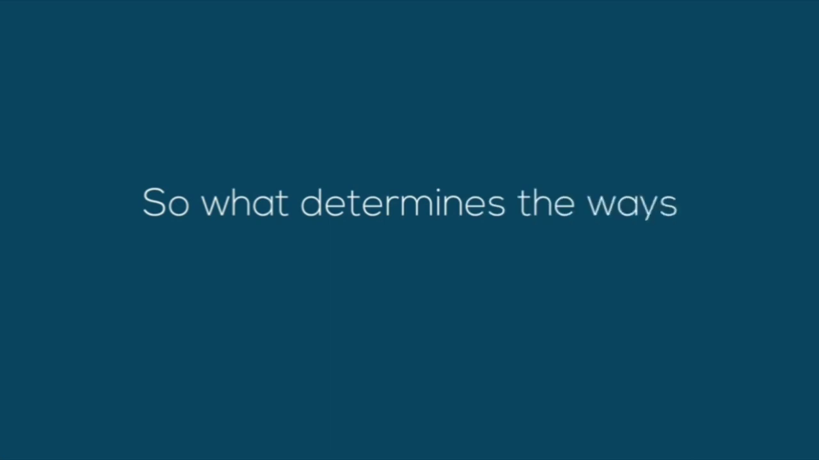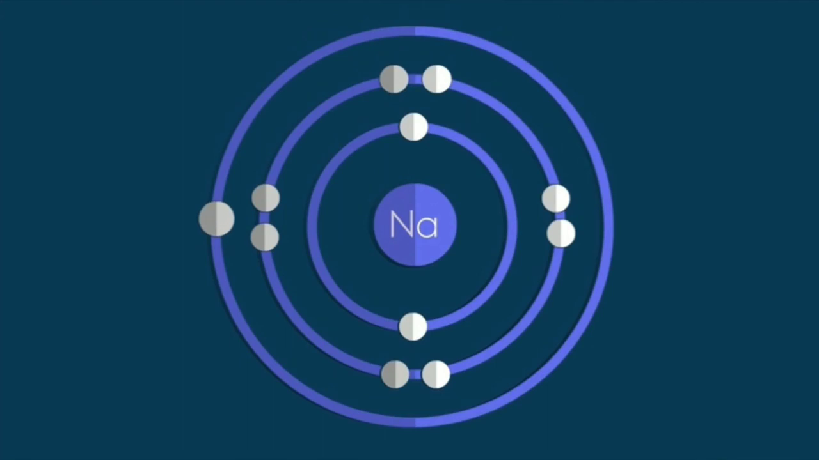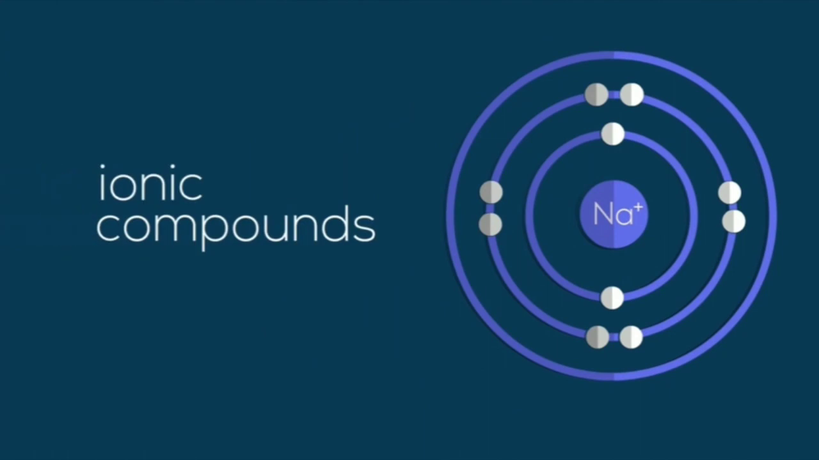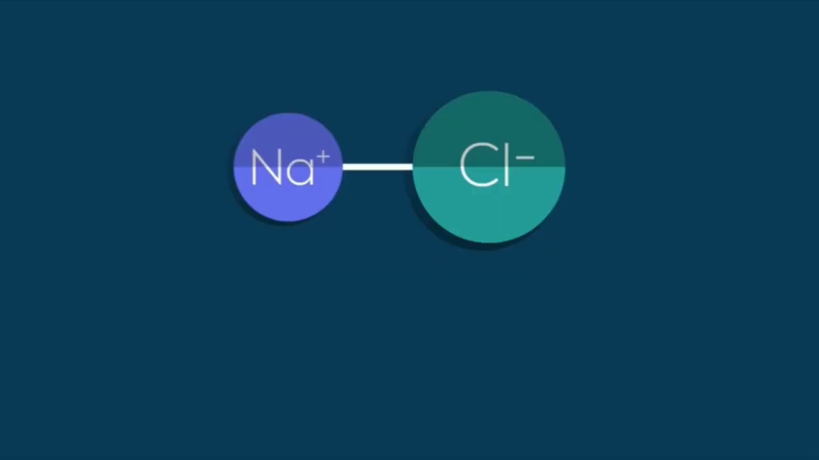So what determines the ways in which elements combine? Well, it depends upon their positions in the periodic table, and on how many bonds they can form. Look at sodium. It has 1 electron in its outer shell, which it loses to form sodium+. It then forms ionic compounds to neutralize charge. So if it meets a chlorine minus, they form sodium chloride at a 1:1 ratio.